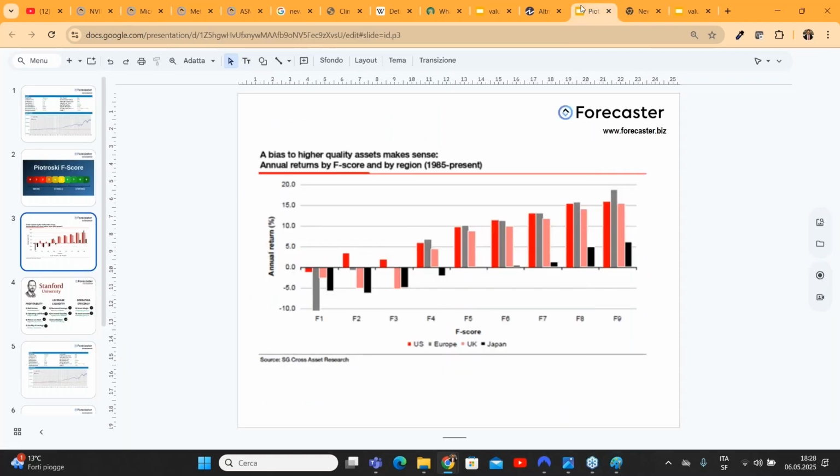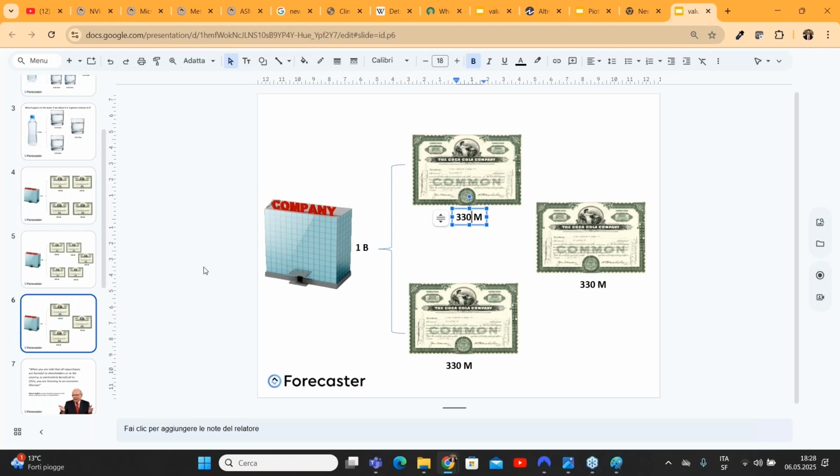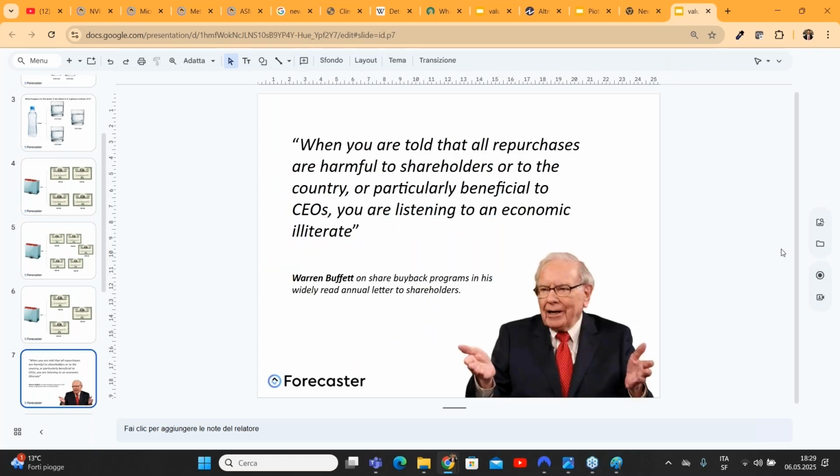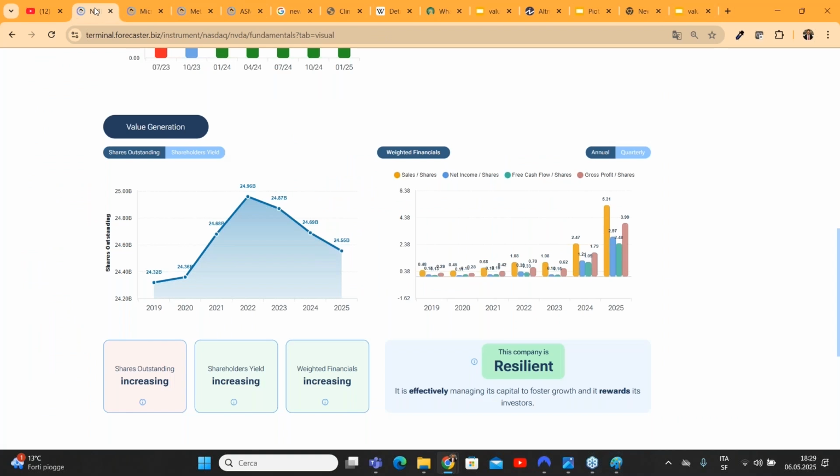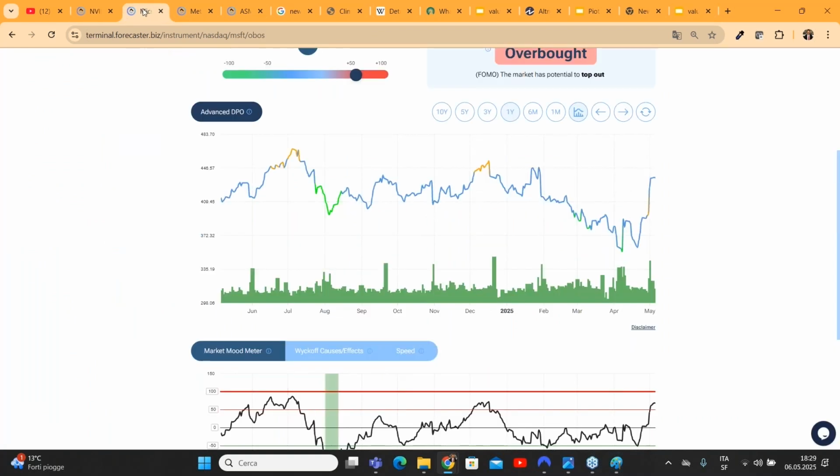As Warren Buffett said, when you are told that all repurchases are harmful for shareholders or to the country, or particularly beneficial to CEOs, you are listening to an economic illiterate. Okay, and this is Warren Buffett talking about repurchasing, buyback programs. Okay, buybacks are always good, and this is why we can see the buyback trend here on the Forecaster terminal. Look at Microsoft, for example. They have been repurchasing since ever.